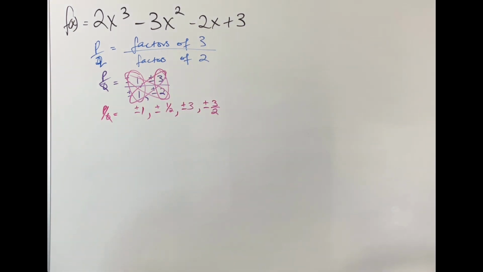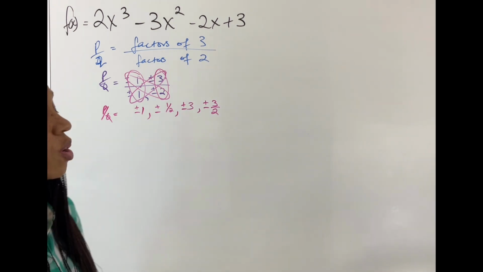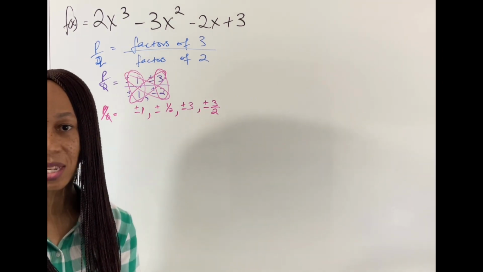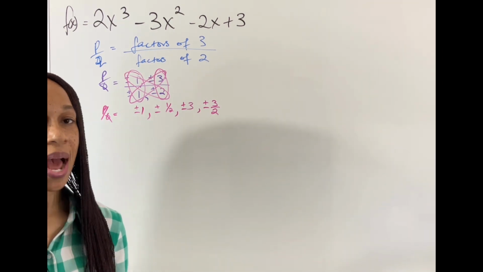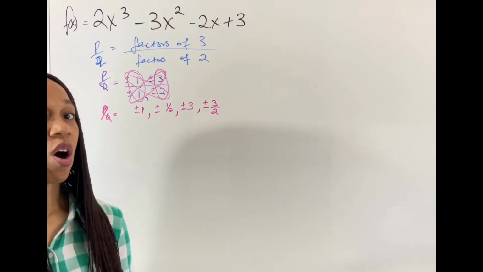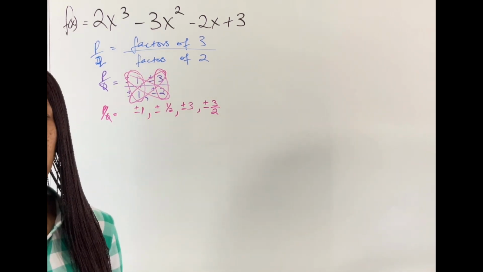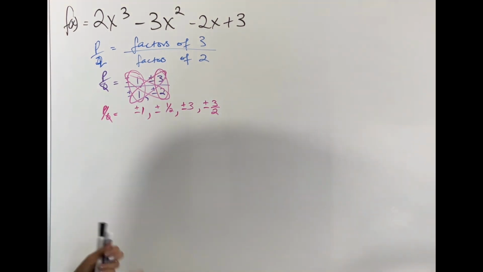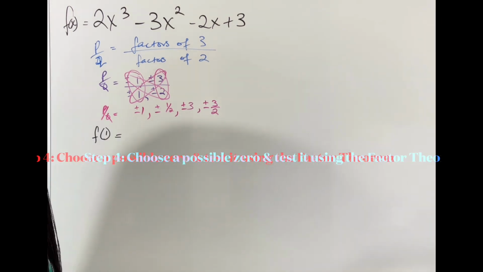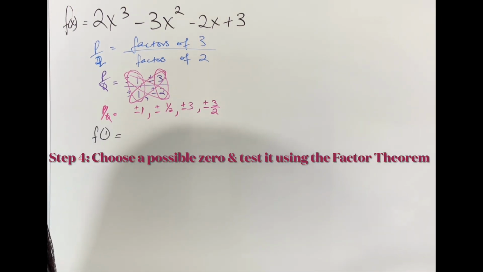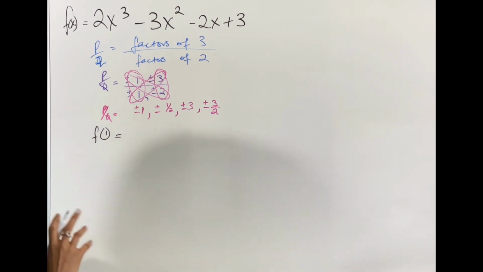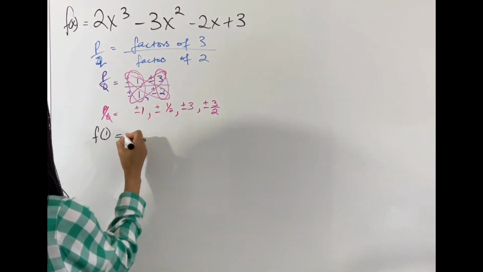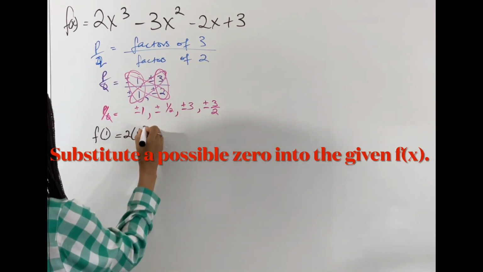Now the next thing we need to do is that once we choose one of these factors and test it, we can then go from there and apply the synthetic division to find the other factors. So the first thing I'm going to do, I'm going to test the first one, which is going to be 1. So let's test our 1 first. We can apply the factor theorem to find out if 1 is one of our zeros.